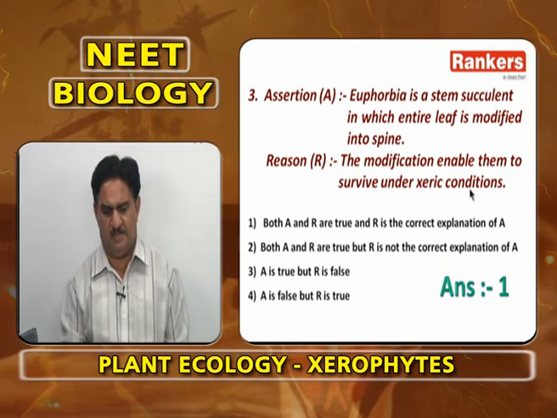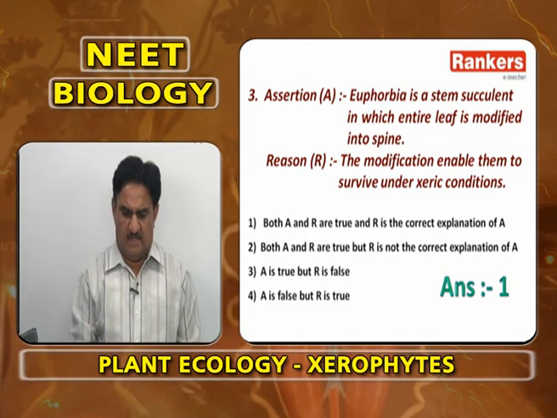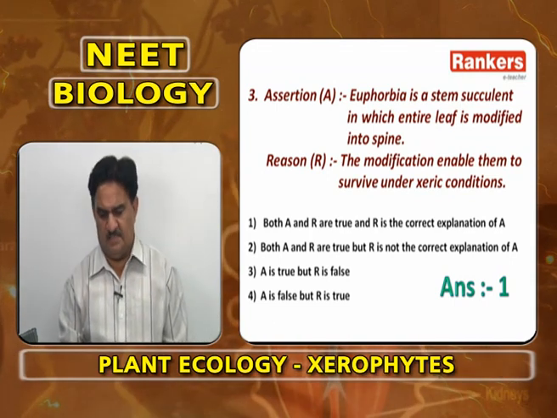So, reason is the correct explanation of assertion. So, A and R are correct. R is the correct explanation of A. Answer is 1 for this.